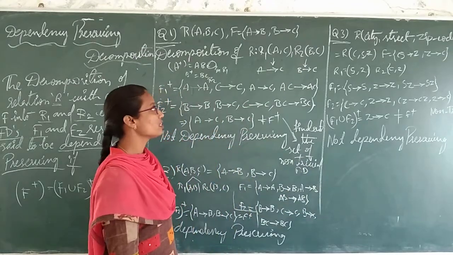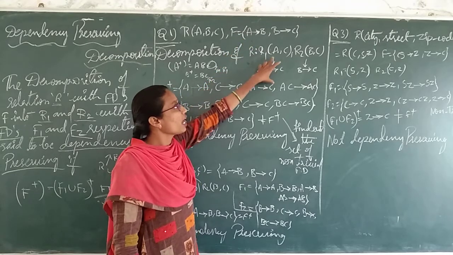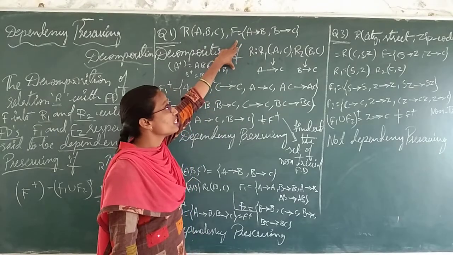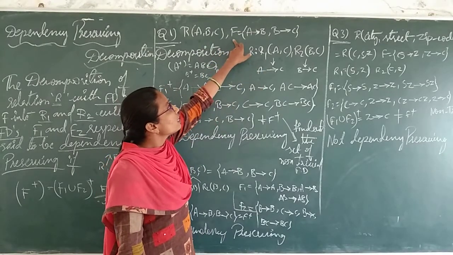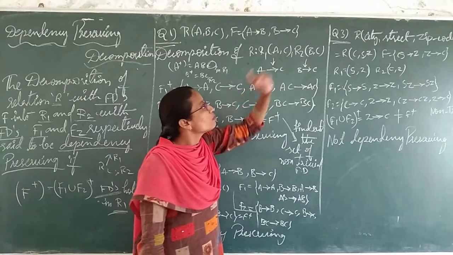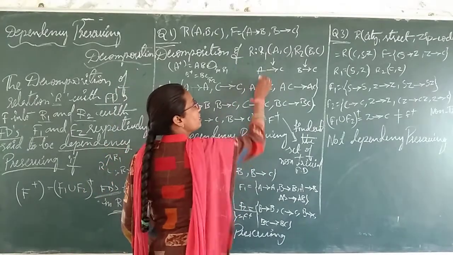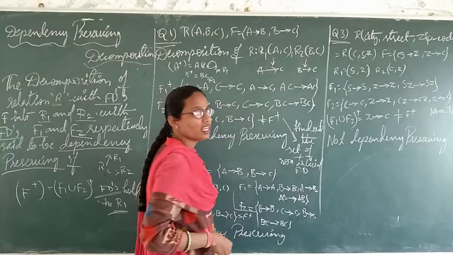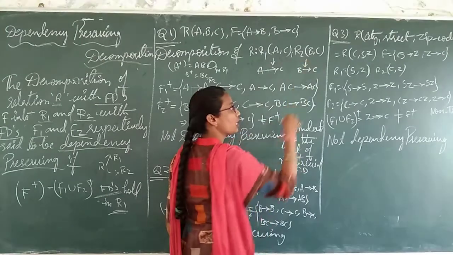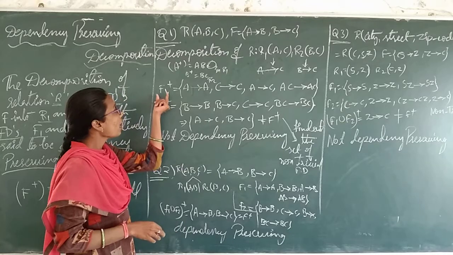Observe this R1 relation: A and C are the two attributes, but in the functional dependencies, A determines B and B determines C. In this relation, A determines C. In the R2 relation, B and C are the attributes, and B determines C.